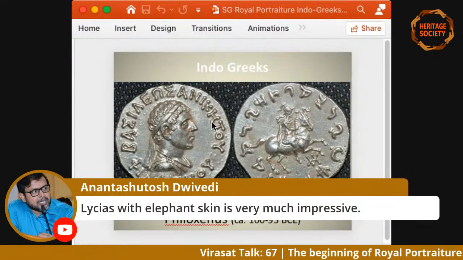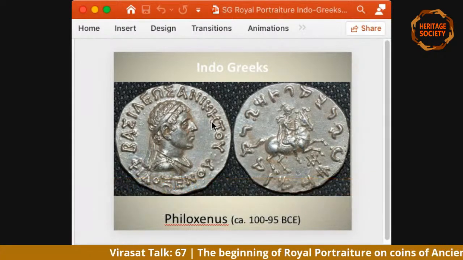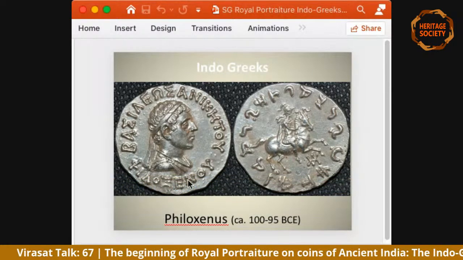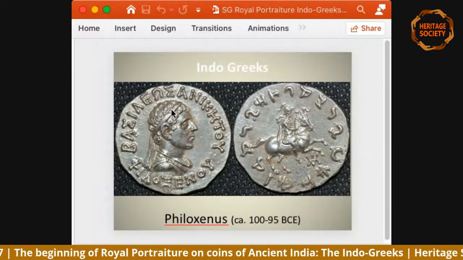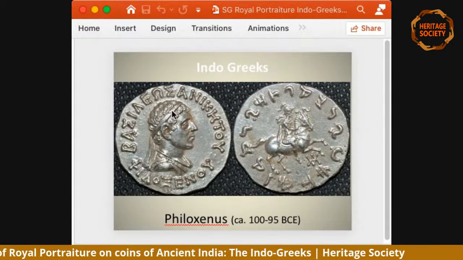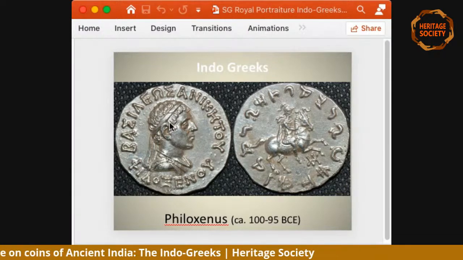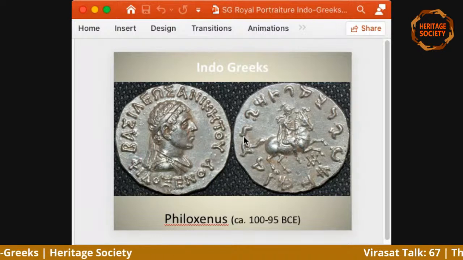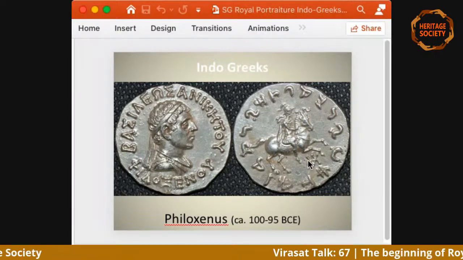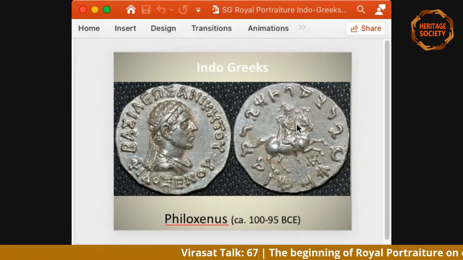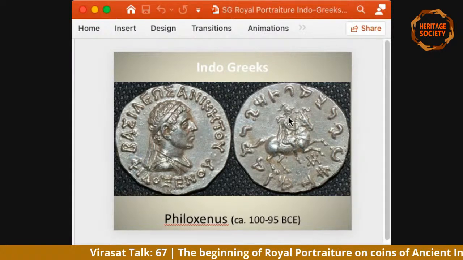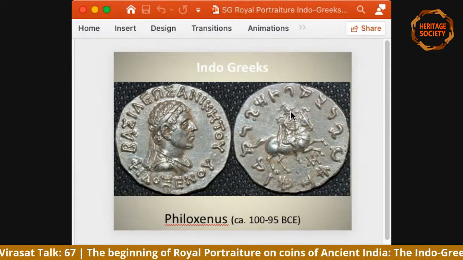This is a coin of the Indo-Greek ruler Philoxenos, whose name is written at the bottom, and the usual depiction of the king wearing a diadem. And on the reverse, there's a Kharoshthi legend with a tamga here and a horse rider in his military uniform, wearing a helmet.